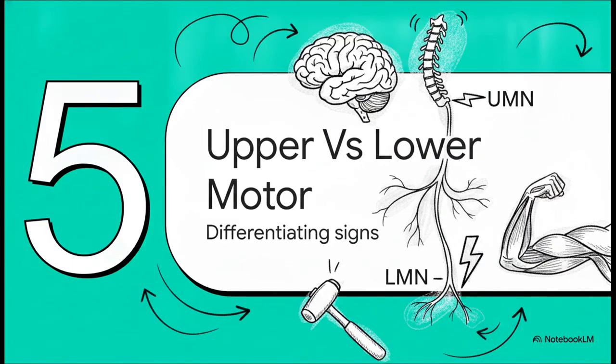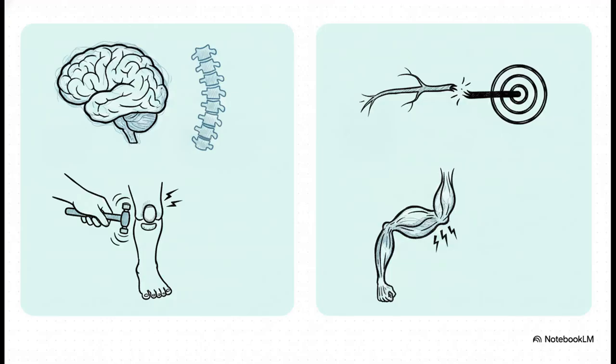Which brings us to Section 5, upper versus lower motor. Okay, so the crucial point here, and this is arguably the single most important concept in clinical neurology, is the S for signs in our Dapsicamp framework. Recognizing whether a weakness is upper or lower motor neuron instantly splits your diagnostic tree right in half.